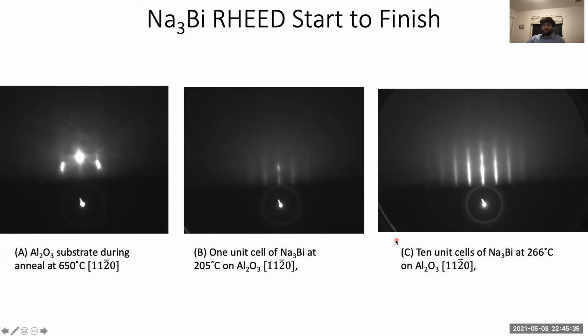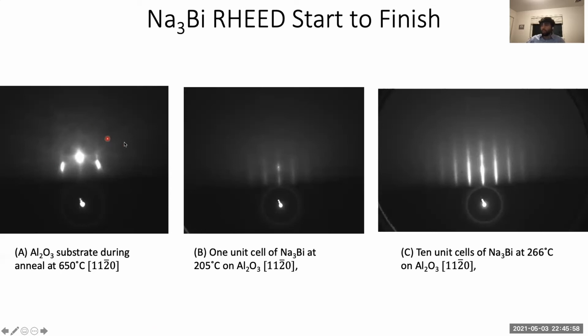So shown below are a series of RHEED patterns taken from a sodium bismuth growth from start to finish. Image A shows the sapphire substrate with its three principal diffraction peaks viewed along the 1, 1, 2 bar 0 direction. And you can also see the Kikuchi lines in this image that I was talking about previously.